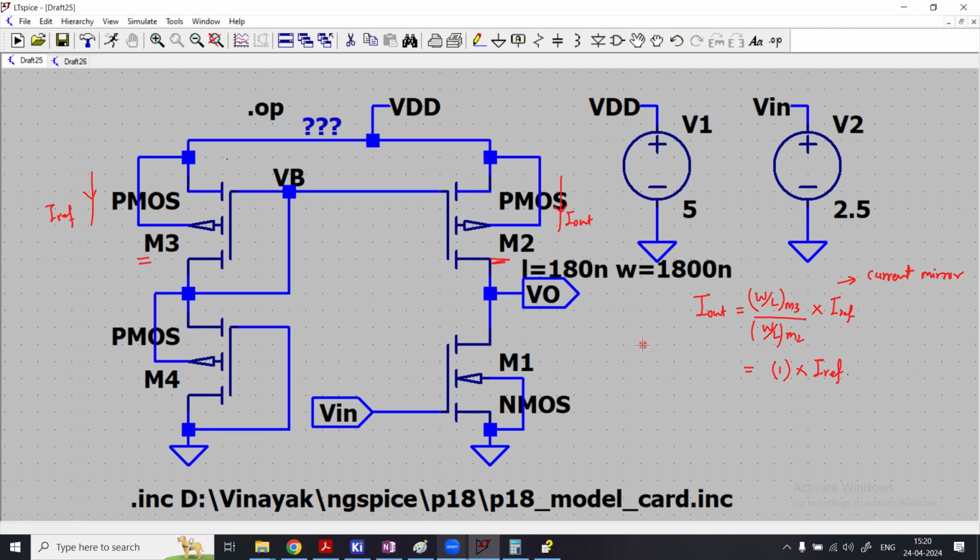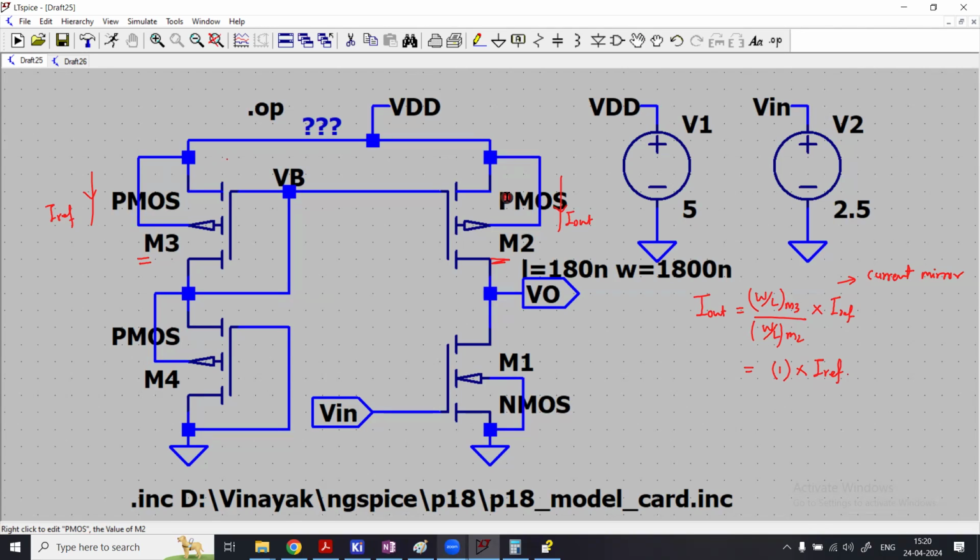So first thing first, we want to make sure, as I said, M3 and M4 will operate in the saturation region because of their connection between drain and gate. They are like diode connected transistors. I want to ensure M2 is operated in the saturation region and M1 is also operated in the saturation region. Why? Because in the saturation region, their output resistance will be very high, ideally infinite. But we are using short channel transistors, so there will be some finite value of output resistance, which is modeled by the channel length modulation effect, lambda.